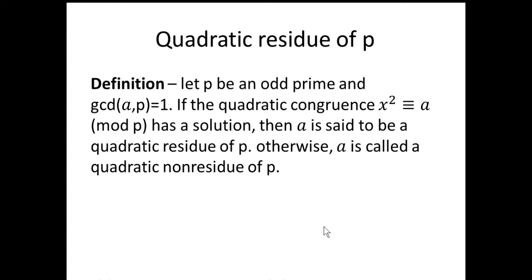Next, we have quadratic residue. So, let p be odd and a and p relatively prime. And if the quadratic congruence x square congruent to a mod p has a solution, then a is said to be a quadratic residue. I repeat, if this congruence x square congruent to a mod p has a solution, then a is said to be a quadratic residue of p. Otherwise, a is called a quadratic non-residue of p. That means if it doesn't have any solution, then a is a quadratic non-residue.